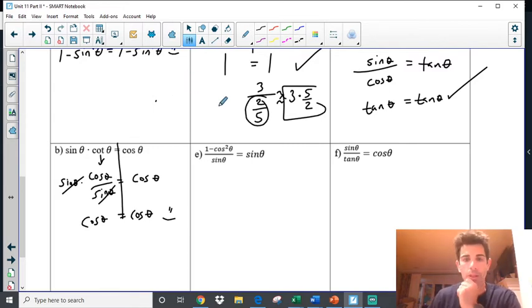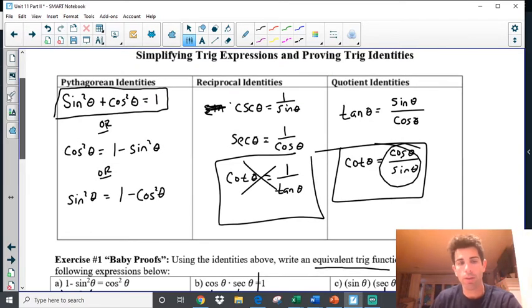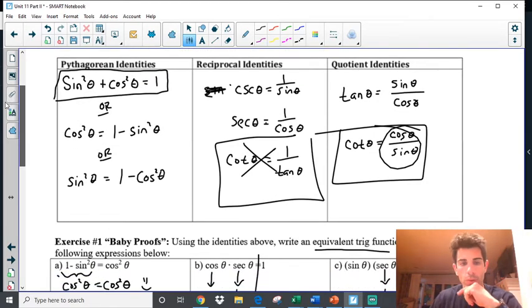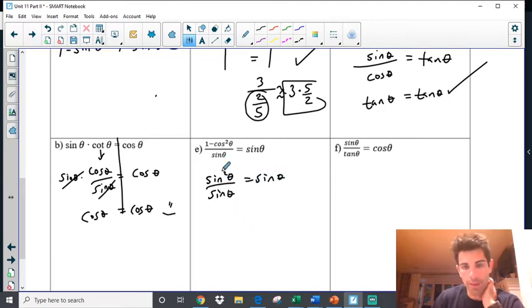All right, let's try this one. 1 minus cosine squared theta. Where did we see that before? Well, we saw that up here with our triples, right? Our Pythagorean identity. Cosine squared, 1 minus sine, 1 minus cosine. So this is the same as just having this. Now this is squared, which means there are 2 of them. So you can really cancel one of them, and you'd be left with sine theta equals sine theta.